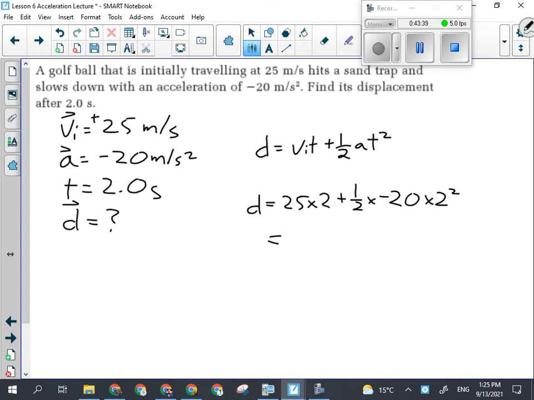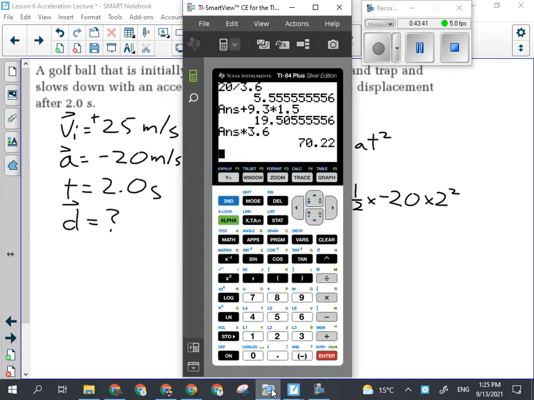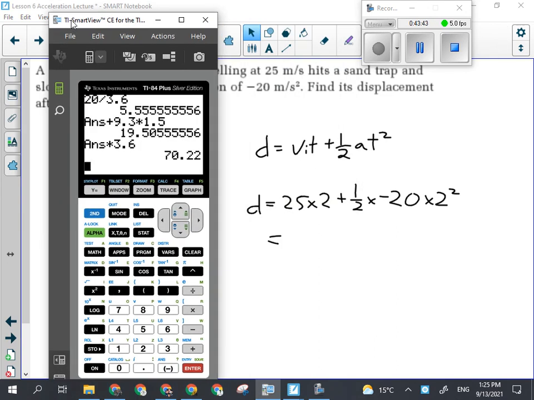All right, for this one, punching it into your calculator, order doesn't make any real difference here. It's going to do it right. Okay, 25 times 2, plus 0.5 times negative 20 times 4. All right, so it's going to move 10 meters, and that 10 is going to be positive or forwards, on this particular question.